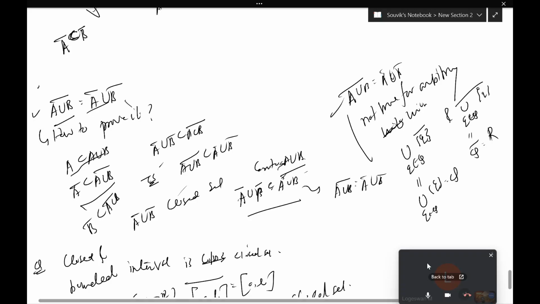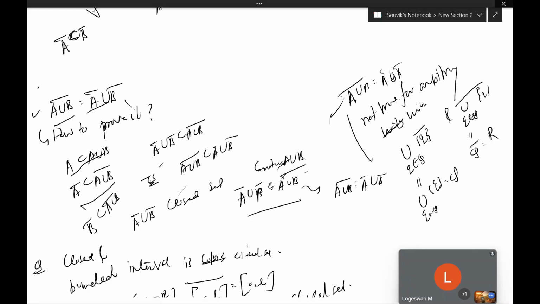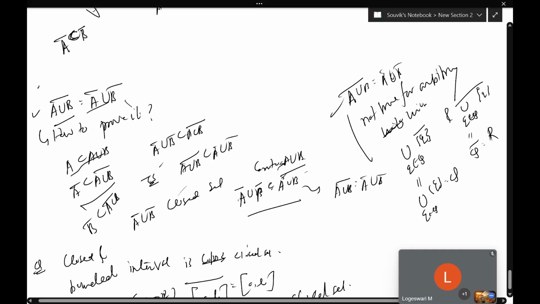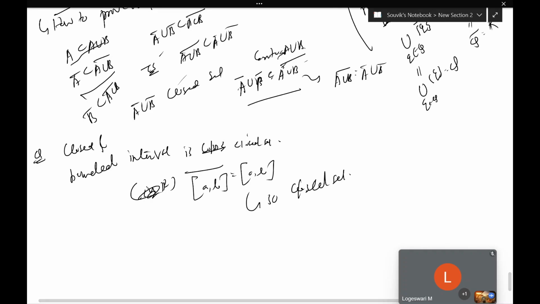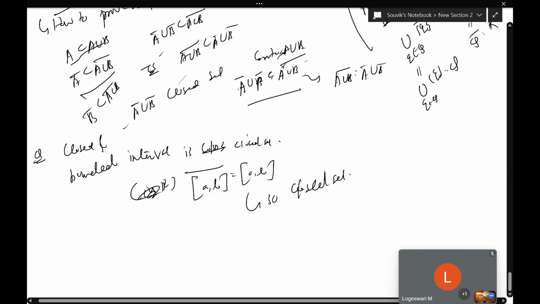Now, we finally show that closed and bounded intervals are closed sets. Because any closed and bounded interval [a, b] equals its closure, so it is closed. So yeah.